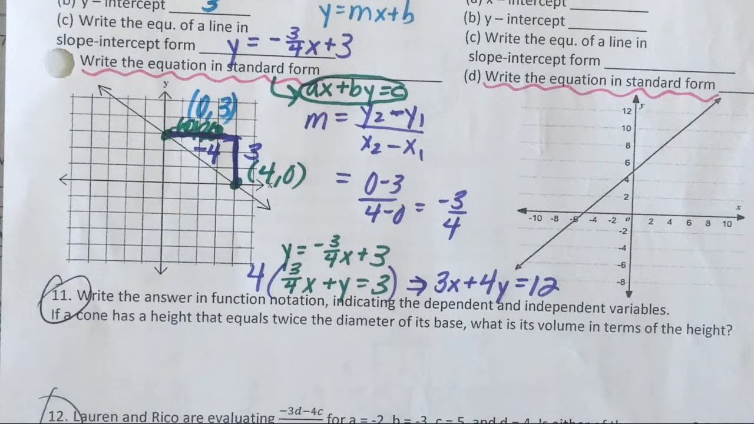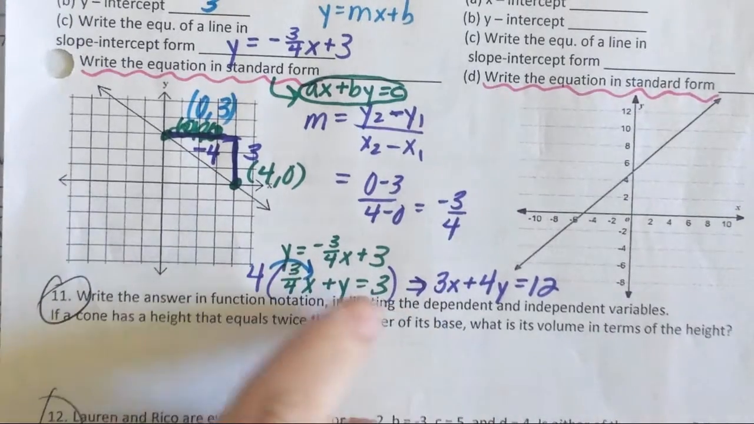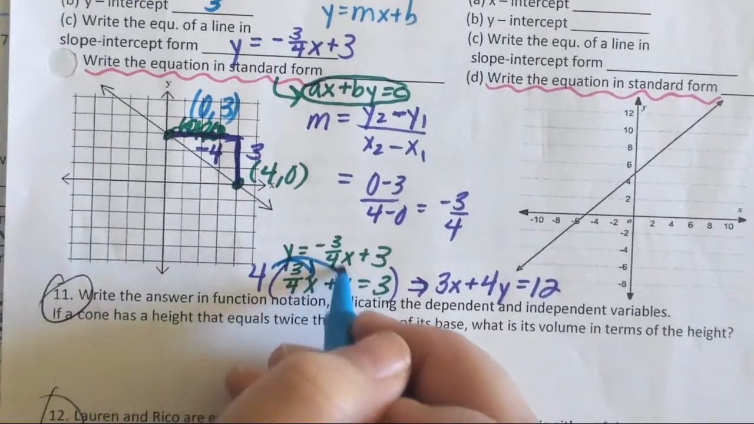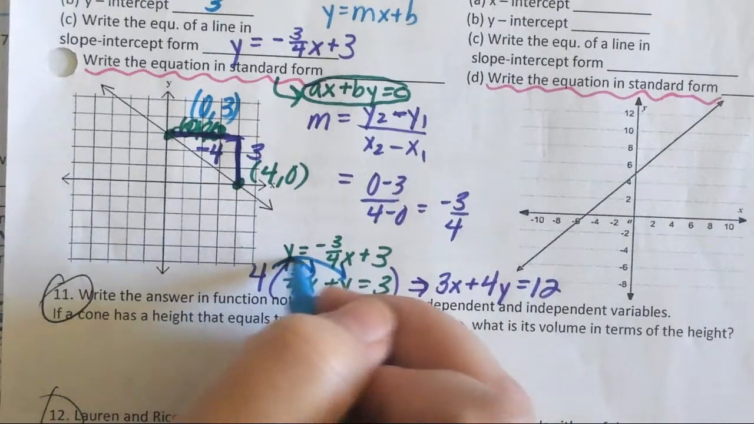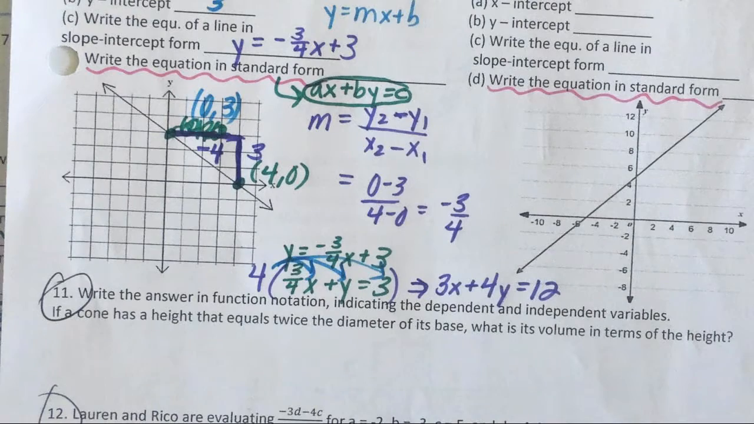When I multiplied, I distributed. So I did that one, and it got rid of the 4, and then I did this one, and 4y, and then the last one, the 4 times 3 is 12. I just did it fast.